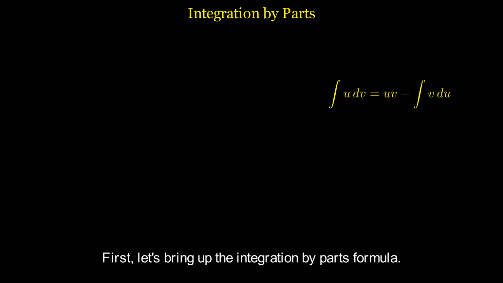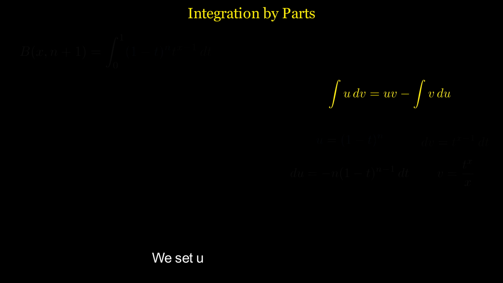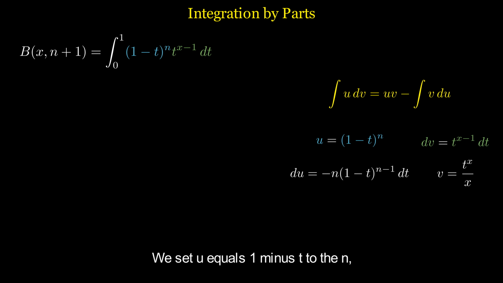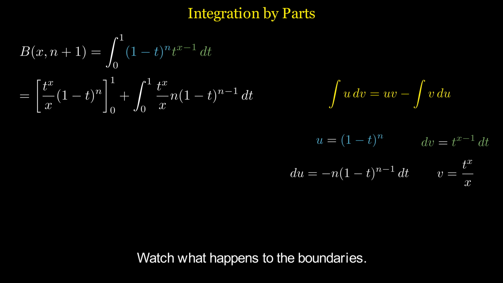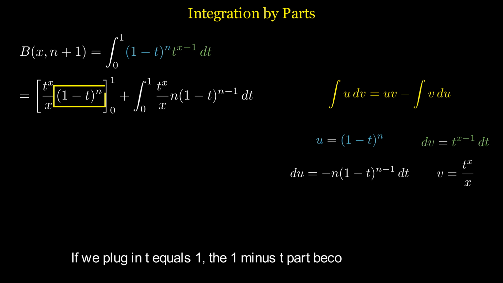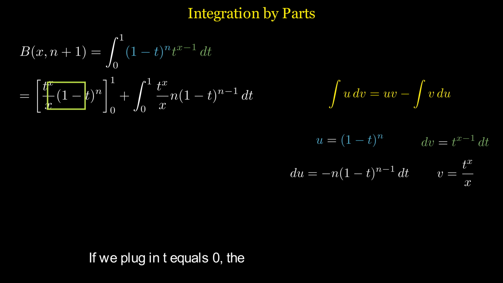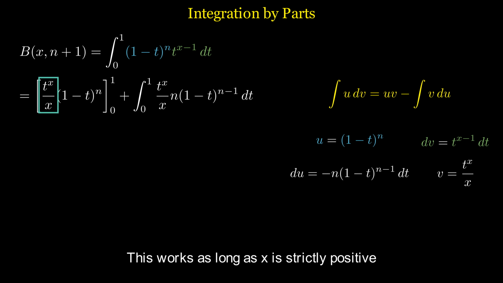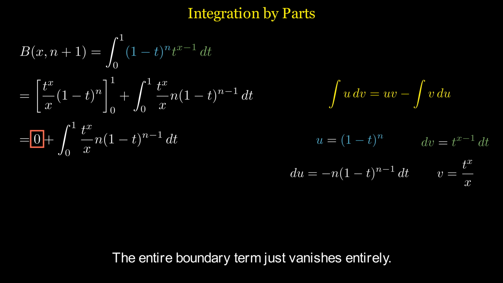First, let's bring up the integration by parts formula. We set u equals 1 minus t to the n, and dv equals t to the x minus 1 dt. Watch what happens to the boundaries. If we plug in t equals 1, the 1 minus t part becomes a flat 0. If we plug in t equals 0, the t to the x part becomes 0. This works as long as x is strictly positive in order to avoid division by 0. The entire boundary term just vanishes entirely.